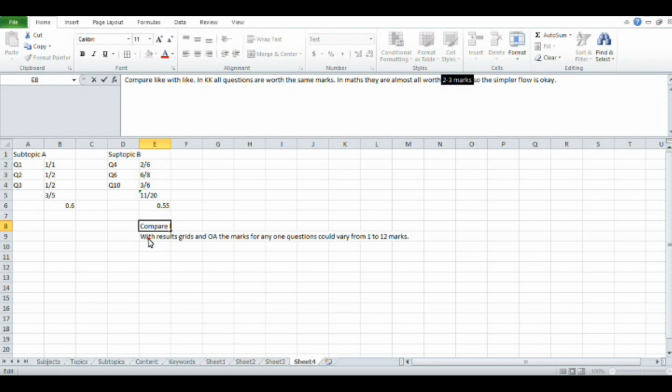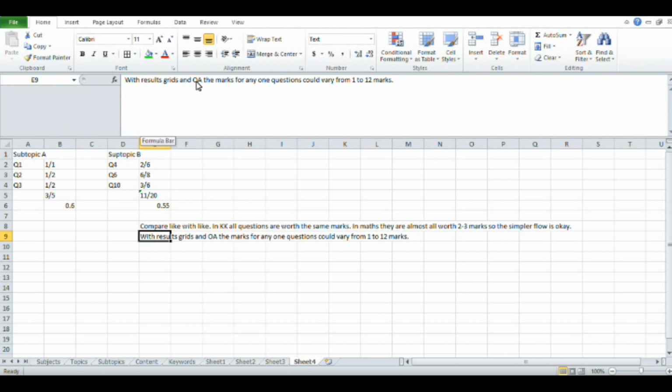However, for the results grids and the online assessments, the marks for any one question could vary quite a lot, anywhere between 1 mark all the way up to 12 marks, as I've tried to give an example here. And so the data isn't really comparable. This is only out of 5 marks, while this one's out of 20. So, like I said, it's about being able to compare like with like. That's my reasoning behind going with a set number of marks. I went with 15, but it doesn't have to be 15.